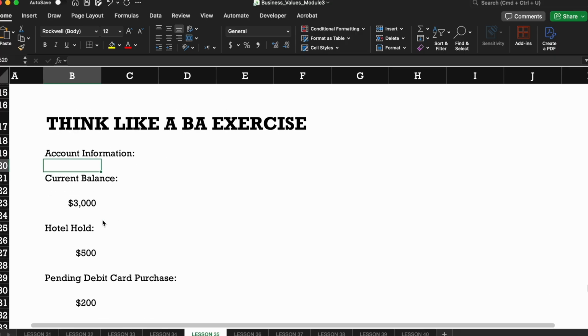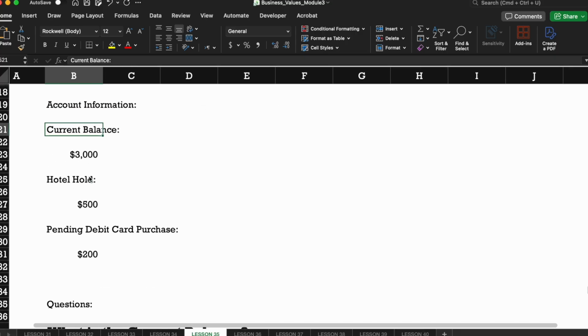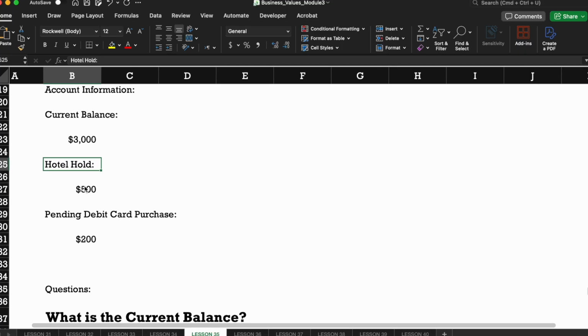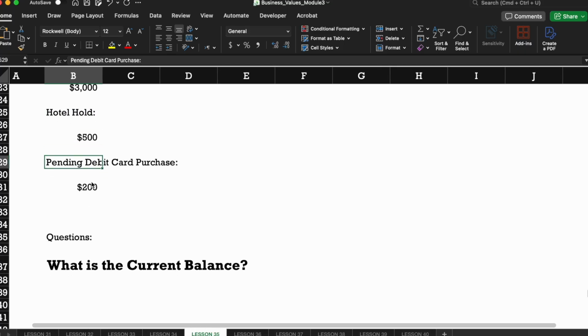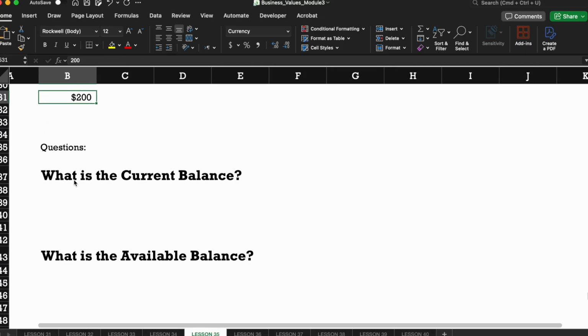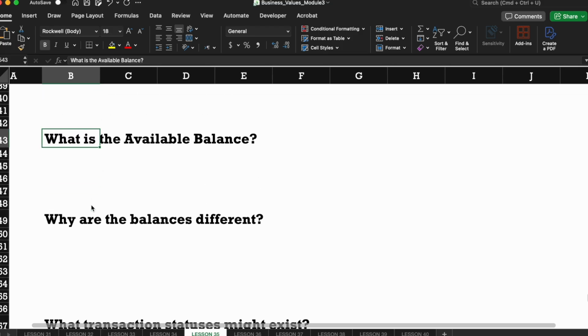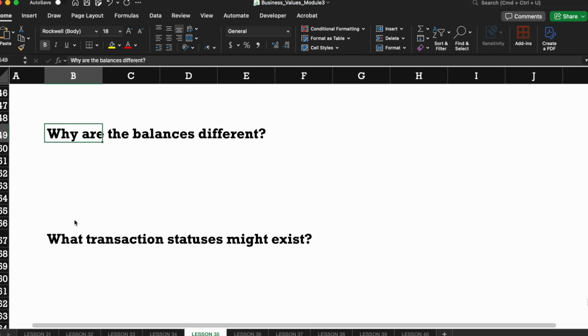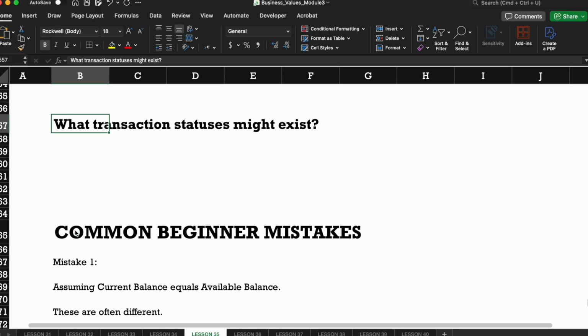A BA exercise: account information, current balance $3,000, hotel hold $500, pending debit card purchase $200. Questions: what is the current balance? What is the available balance? Why are the balances different? What transaction statuses might exist?